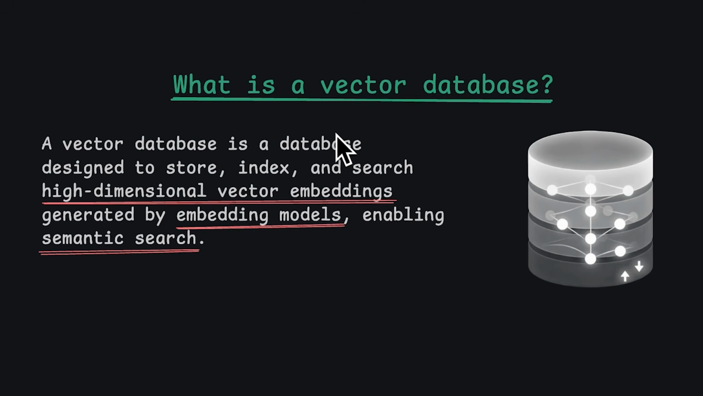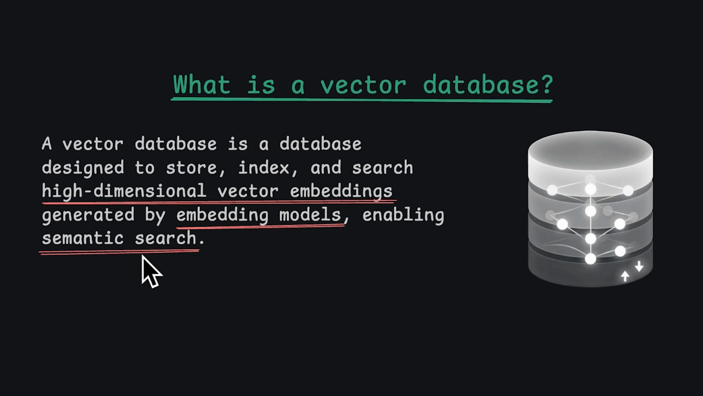Okay, now let's start with the definition of a vector database. A vector database is a database designed to store, index, and search high-dimensional vector embeddings generated by embedding models, enabling semantic search. Now, at first glance, this definition might feel a bit confusing, and that's completely normal, as it hides several fundamental concepts that power vector databases.